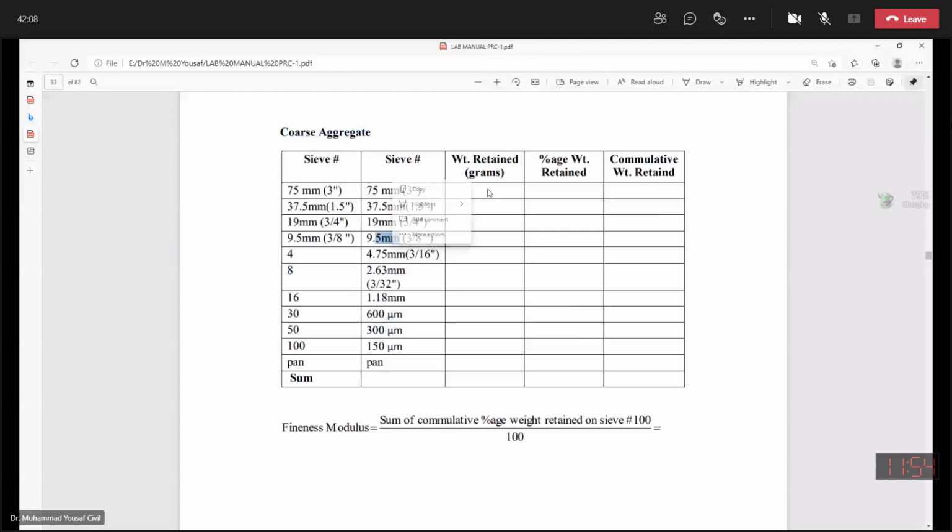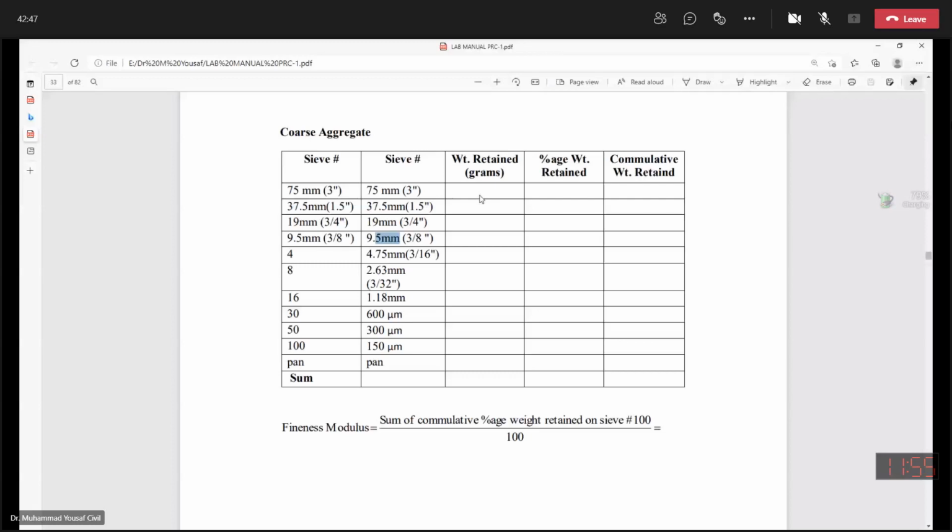100 or whatever your material comes to. If you have taken 300 grams, then it is recommended that 300 grams should be taken for the fine aggregate. Similarly, 500 grams can be taken for the coarse aggregate. Then all these weights retained, the summation should give you the total value of the sample that you have taken for sieve analysis. So the total of all these must equal whatever you took for sieve analysis.